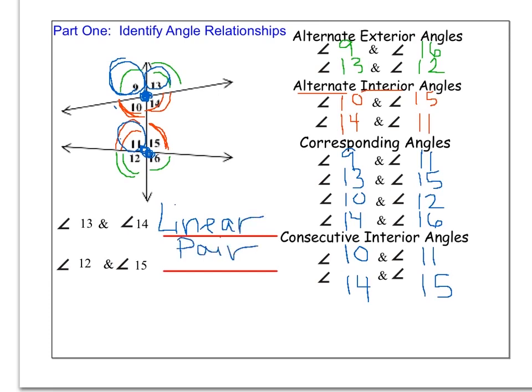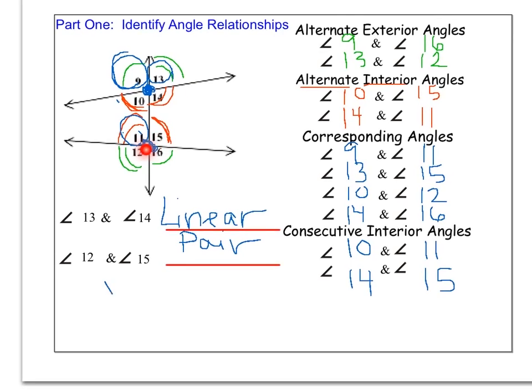And lastly, we have angle 12 and 15. Well, these two share a vertex. They don't share any side. They look congruent and are mirror images of each other. We call them vertically opposite angles. This concludes our video.